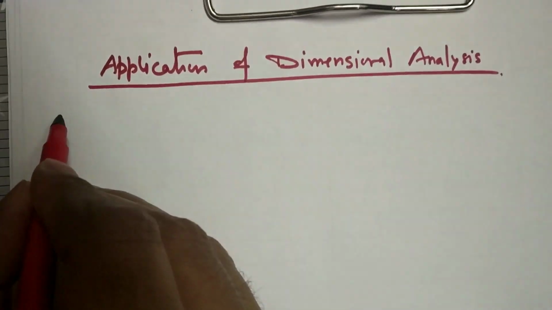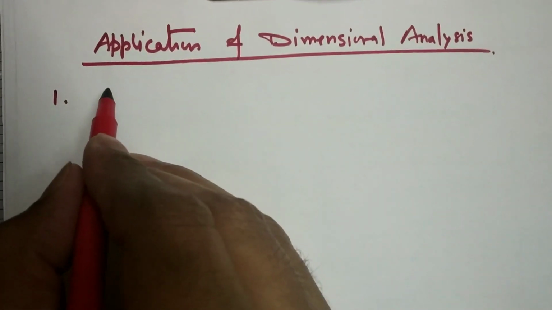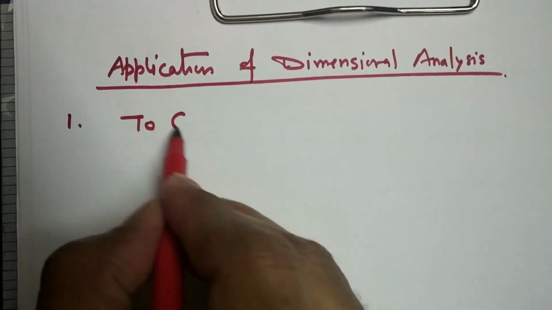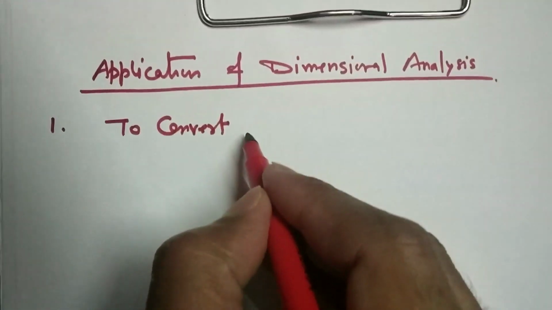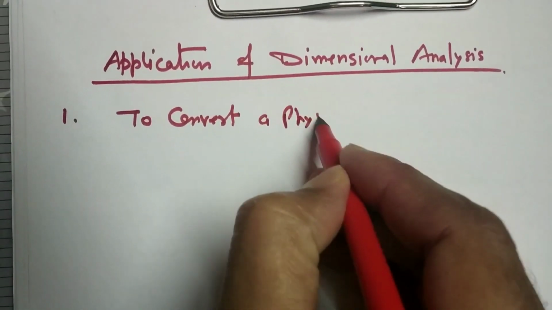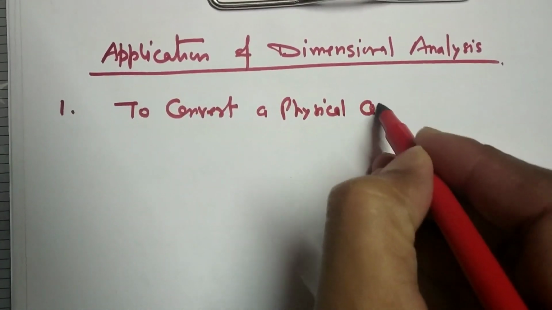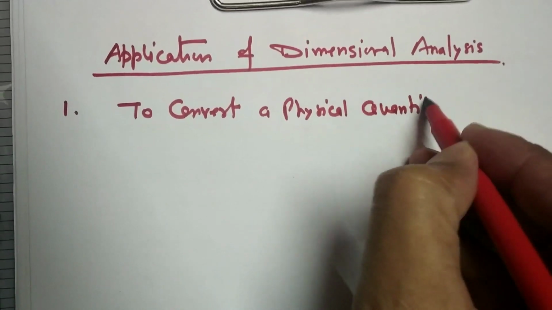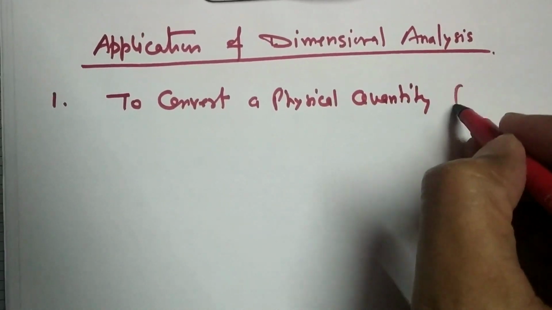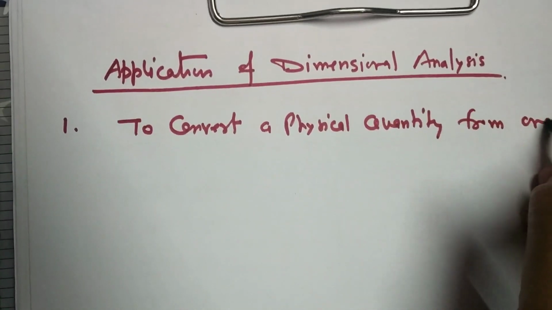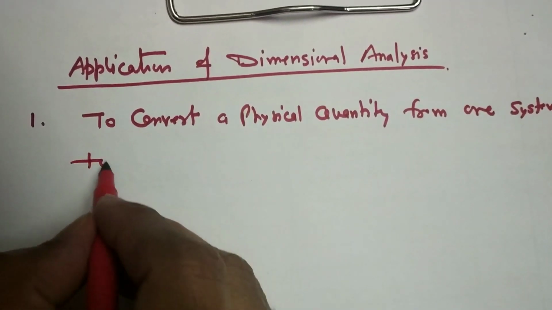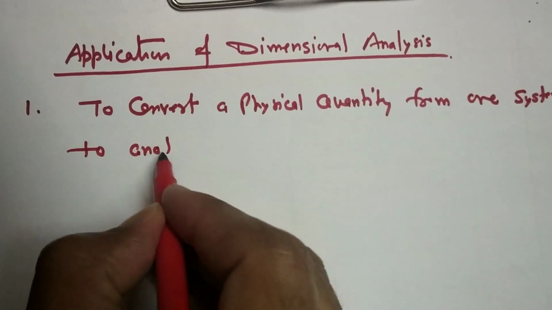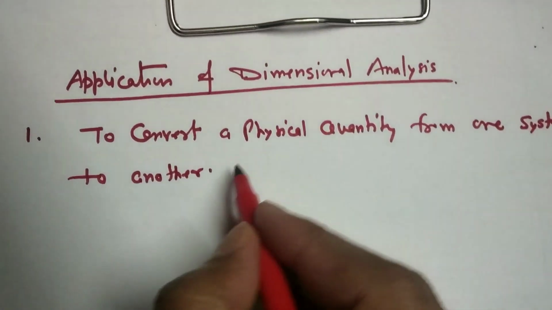Number 1, to convert a physical quantity from one system to another unit system.